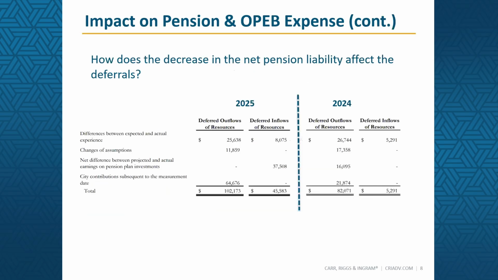We can start to answer that question by comparing the pension deferrals disclosure for 2024 and 2025. In 2024, this government had a deferred outflow of $16 million related to the difference between projected and actual plan investment earnings. After the substantial investment earnings in 2025, the deferred outflow had become a deferred inflow of more than $37 million. One should expect that a swing of that magnitude will have a noticeable impact on future pension expense.